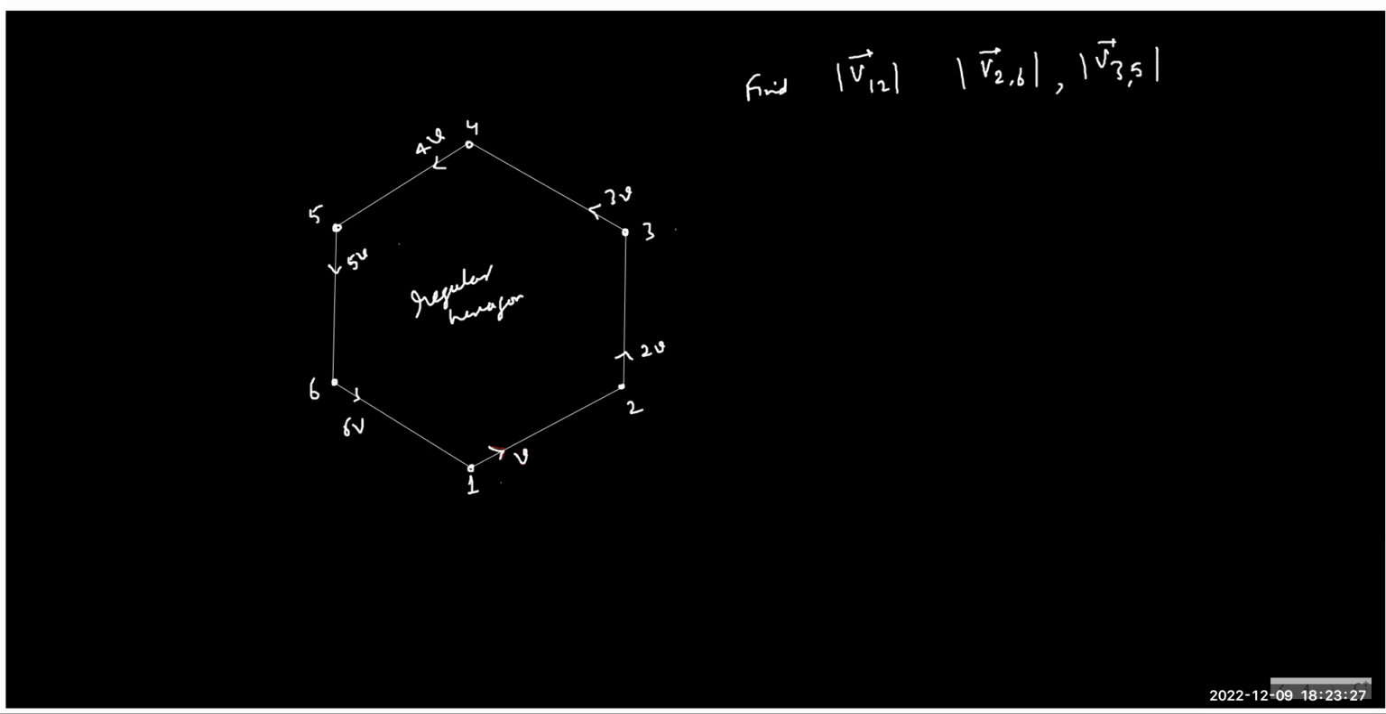I think 3, 5 is not required, so you can do 3, 6, because 6, 2 and 3, 5 are the same. So that's why I have changed it.